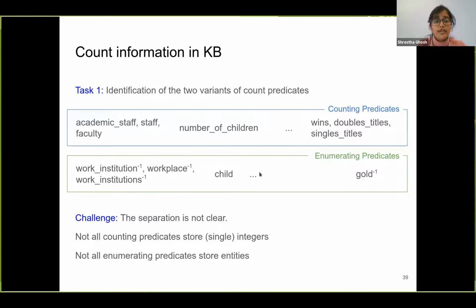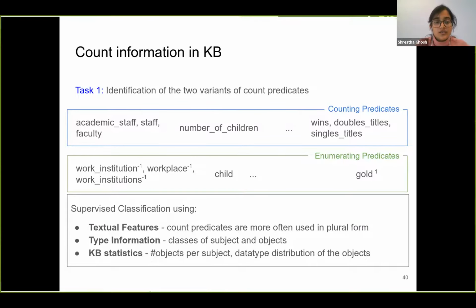Not all relations with stored predicates are in the form of resources. So they might be in strings or as comma separated values, and so on. So it is a difficult task, and we cannot rely on just a single signal for identification. So one way to go about it is to use supervised classification and use multiple signals.